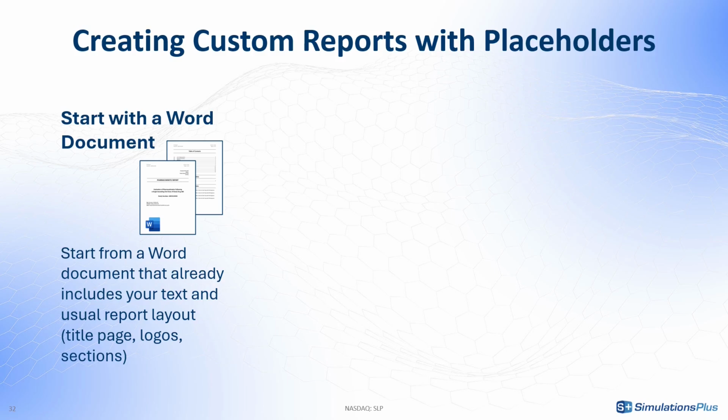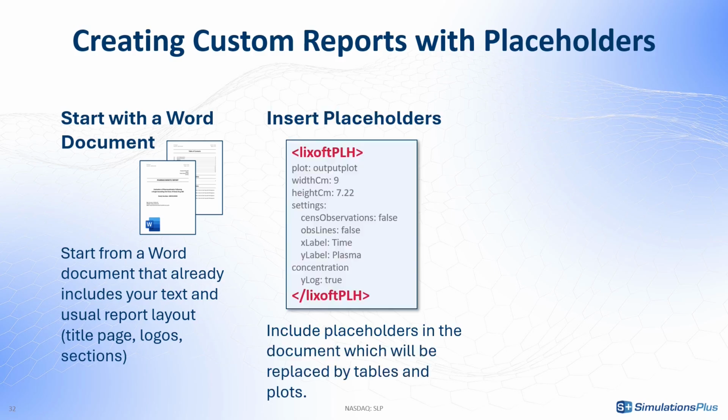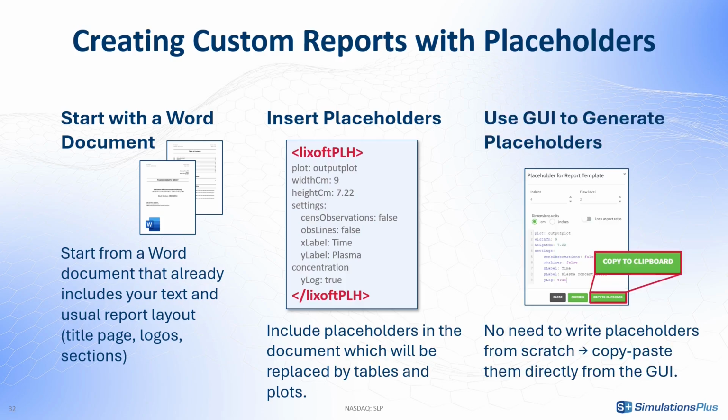The idea is to start from a Word document which can already include text and your usual report layout with title page, logos and sections. In this file, we need to include placeholders which will be replaced by tables and plots. But don't worry, you don't need to write all the placeholders from scratch. Instead, you can copy-paste them from the GUI.